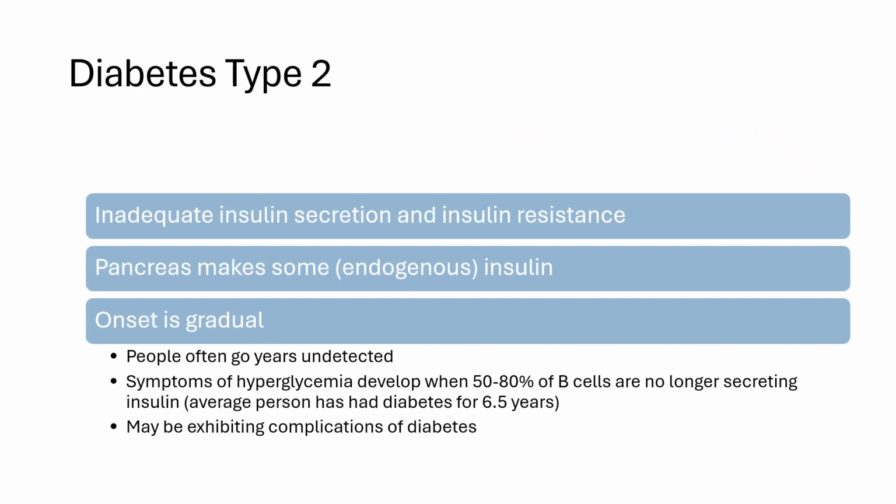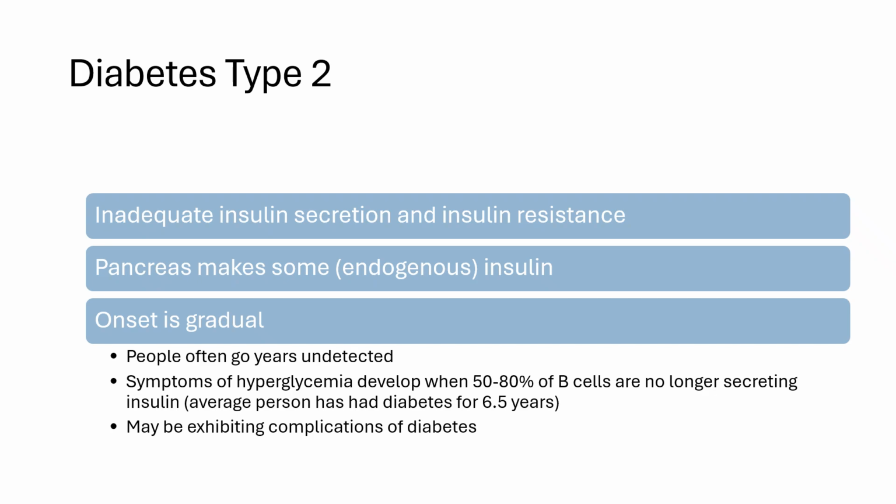So for type 2 diabetes, these patients have an inadequate insulin secretion and insulin resistance. So to contrast that to type 1 diabetes, who just don't have it, there's an inadequate amount of insulin secretion, and they could have insulin resistance. The pancreas does still make the insulin, but it's just not enough. The onset is usually very gradual, and oftentimes people go undetected for years and years and years.